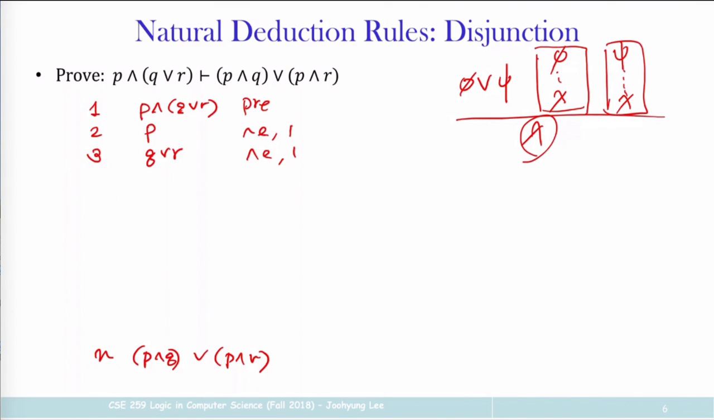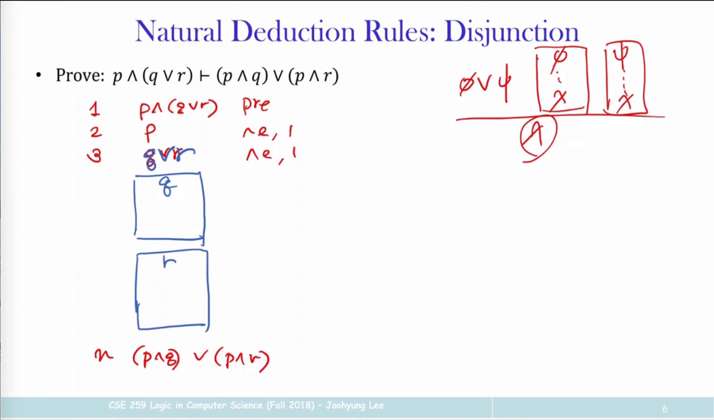So let me write this way. This is my case split. I will split the case into two. Case 1, when Q is true. Case 2, when R is true. Which means that I need two boxes for each of the case. So one box is when I assume Q is true. Another box is when I assume R is true.